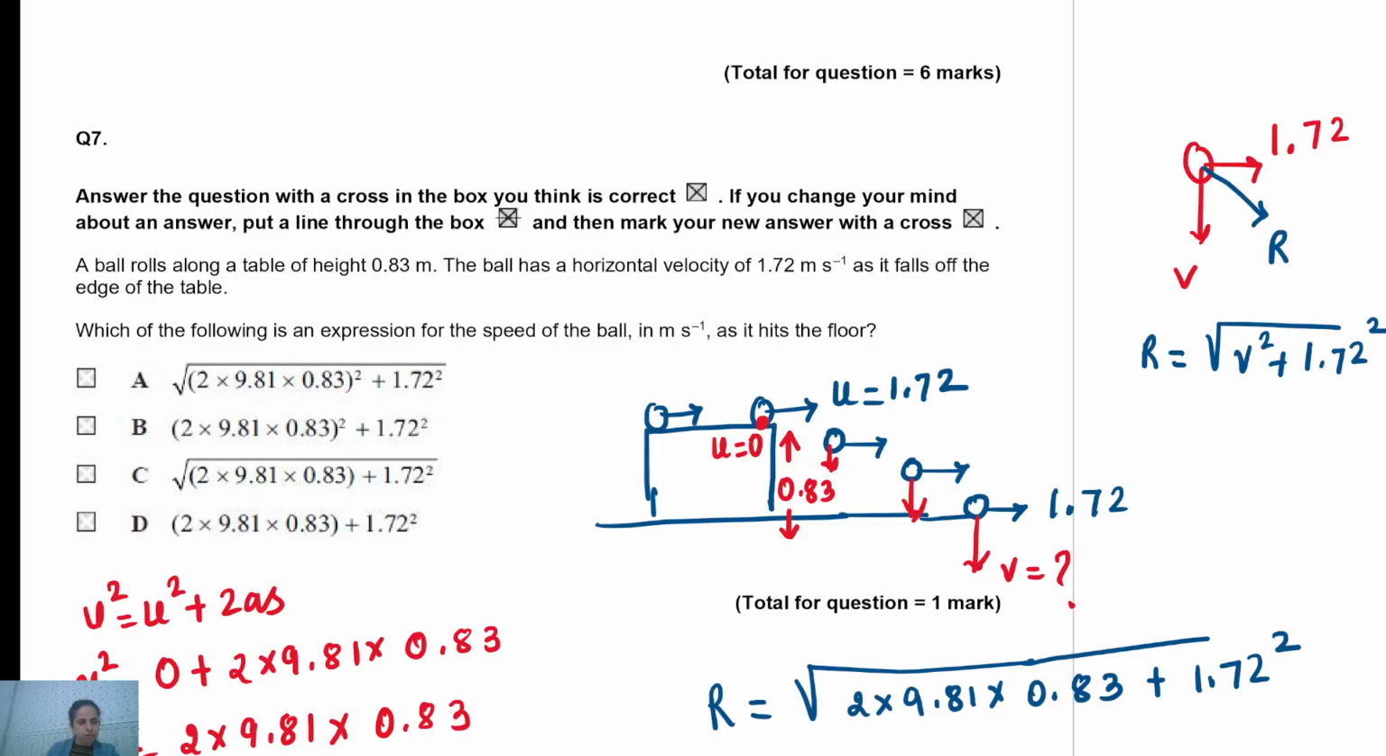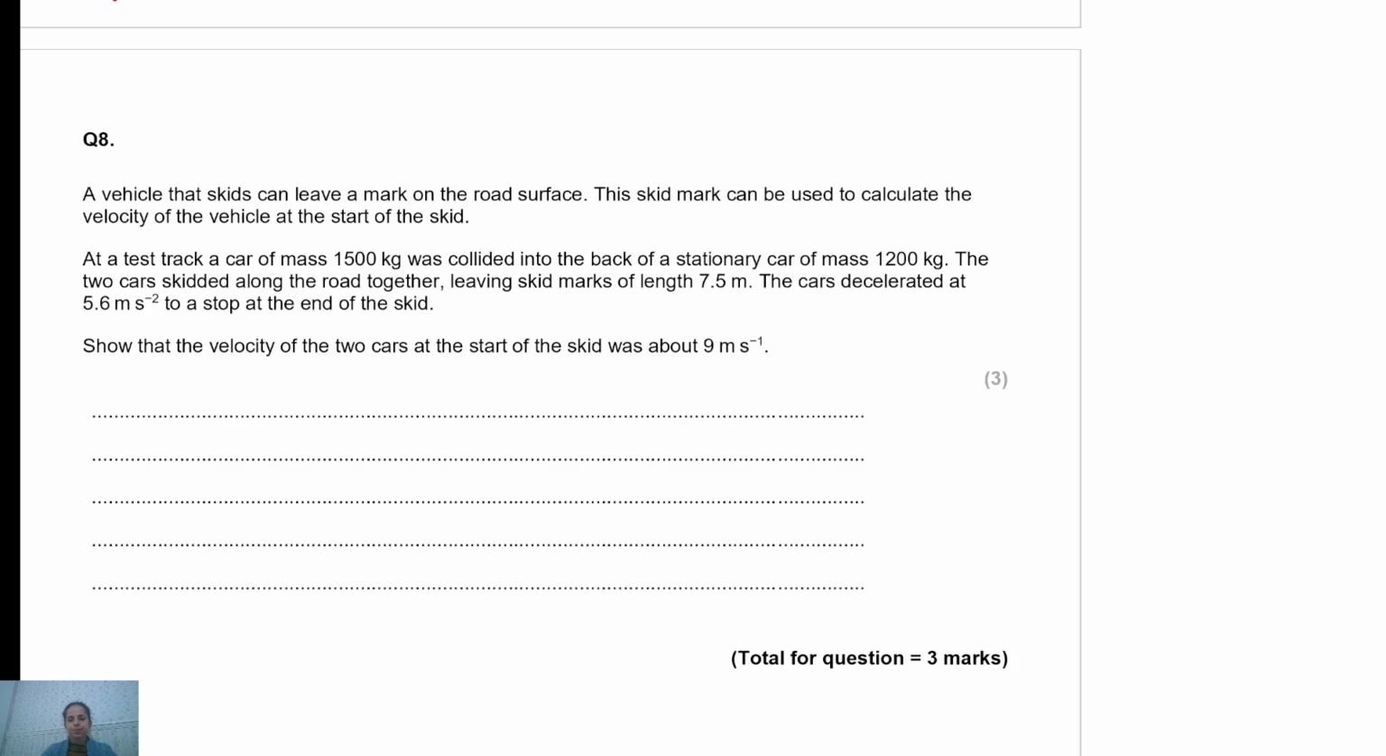Right, let's do this one. A vehicle that skids can leave a mark on the road surface. The skid mark is used to calculate the velocity of the vehicle at the start of the skid. In a test, a truck of mass this much was collided into the back of a stationary car of mass this much.